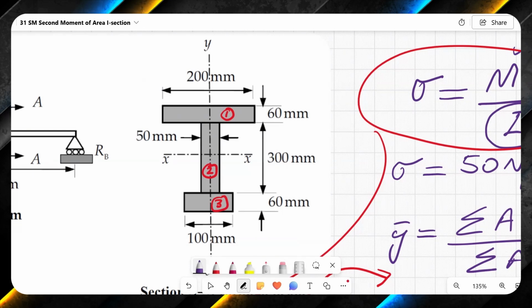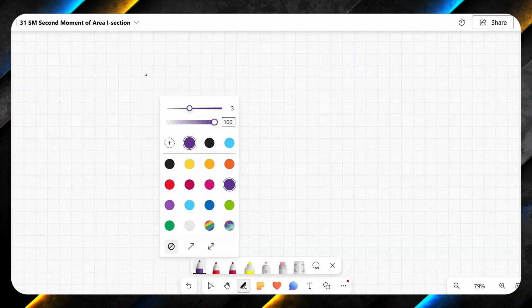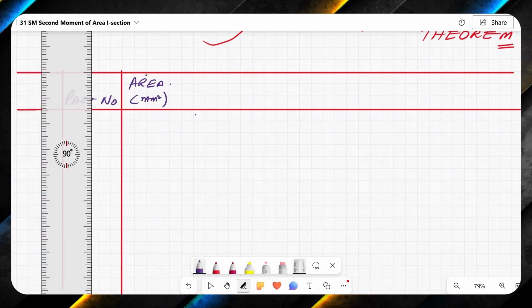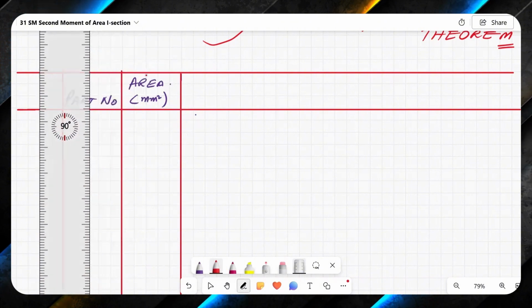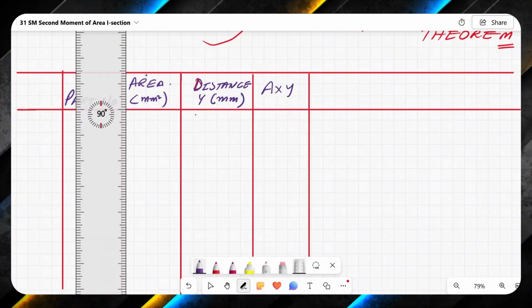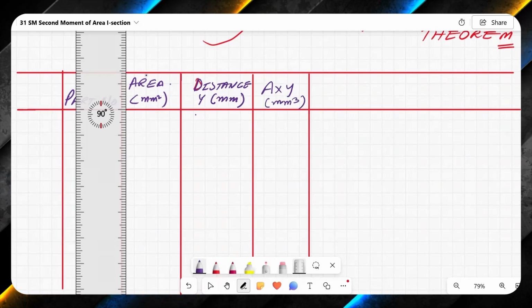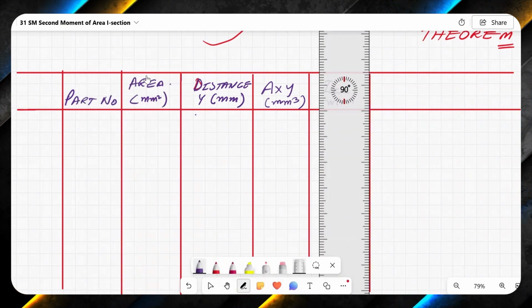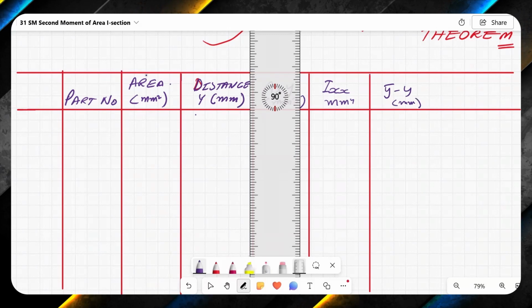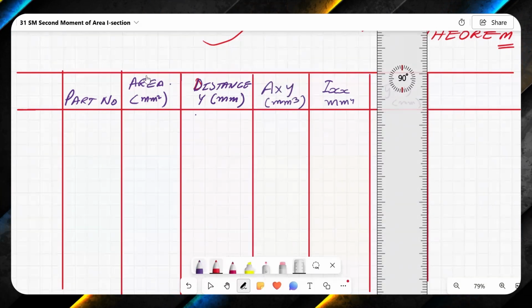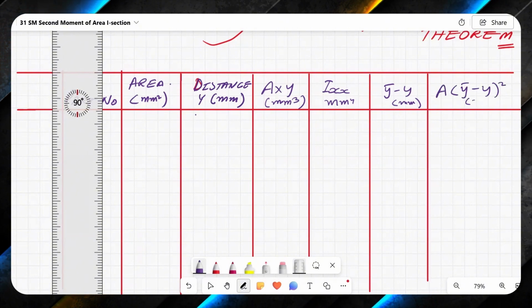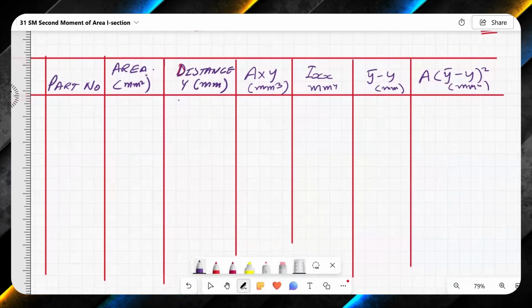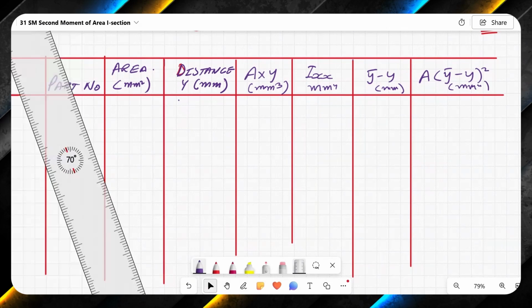So let us go and set up a table. First I will say part number, and here I will draw a line, and secondly I will say area. Area is in millimeter square, and then distance y, and then I have A times y, and the unit will be millimeter cube, and Ixx, the unit will be millimeter power 4, and I will have y bar minus y, and unit will be millimeters, and finally I will have (y bar minus y) squared, and unit will be millimeter power 4. In this way I have set up this table.